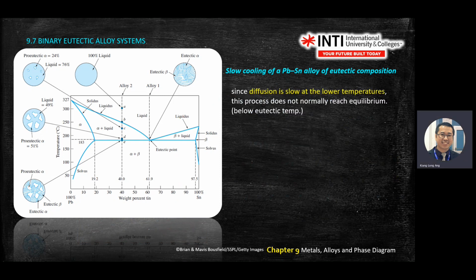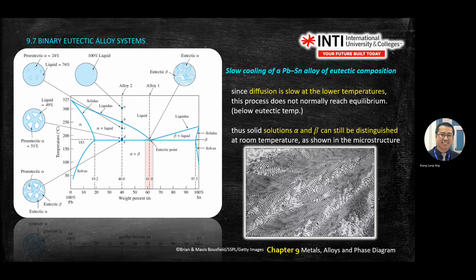Since diffusion is slow at low temperature, this process does not normally reach equilibrium. It is the one that I highlight on the graph. This one is very hard to reach, the eutectic. So solid solution alpha and beta can still be distinguished at room temperature, as shown in the microstructure. So you see alpha and beta inside there.